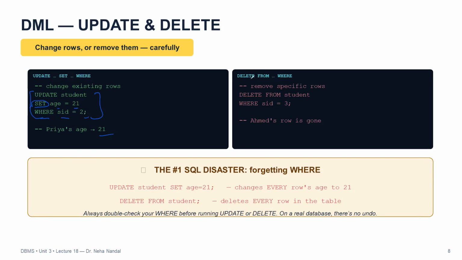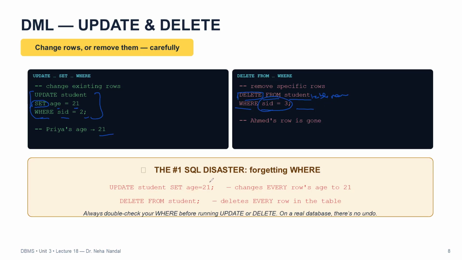Then another command is the delete command. You want to delete some specific row. Then what will you do? Delete from table name. So you'll write down first delete from, it is a must. Then it is the table name, again table name. Where condition, this is your condition, where SID is 3, then it will delete the complete row of Ahmed. Ahmed's data will be deleted. Okay, so that is the thing, guys.